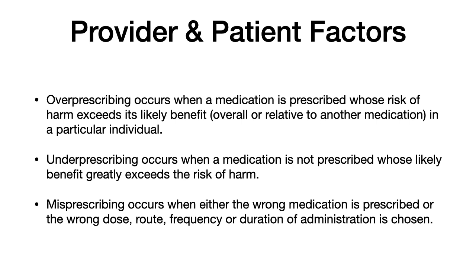Provider and patient factors. For the provider: overprescribing, underprescribing, and misprescribing. Overprescribing occurs when a medication is prescribed whose risk of harm exceeds its likely benefit in a particular individual, while underprescribing occurs when a medication is not prescribed whose likely benefit greatly exceeds the risk of harm. Misprescribing occurs when either the wrong medication is prescribed, or the wrong dose, wrong frequency, or wrong duration is administered.